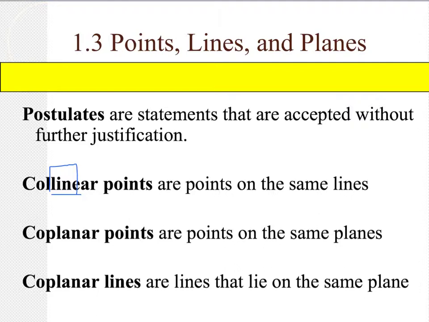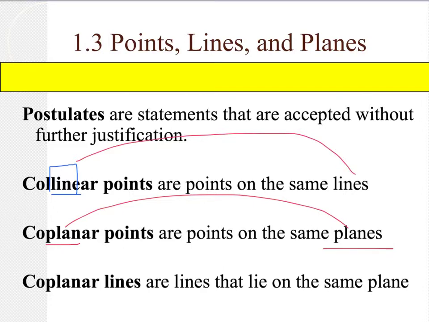Same thing with coplanar. Coplanar points, guess what? Same plane. That's what they are, points on the same plane. You can almost see part of the word plane in there. They are very similar. So when you think of collinear, think same line. Coplanar, same plane. Coplanar lines are lines that just lie on the same plane. So again, we have the same word. Points that lie on the same plane, lines that lie on the same plane as well. Coplanar, collinear.